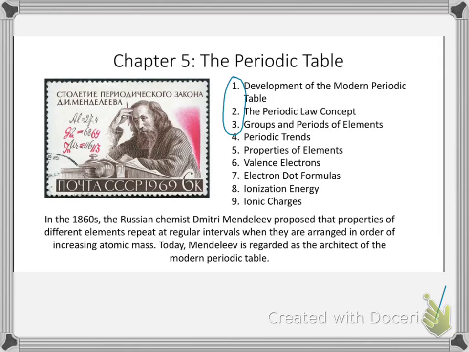So in this video of Chapter 5, the periodic table, we are going to take a look at the first three components of the chapter in your text. So the development of the modern periodic table, what periodic law is, and then groups and periods of the elements, and really how the periodic table is labeled.